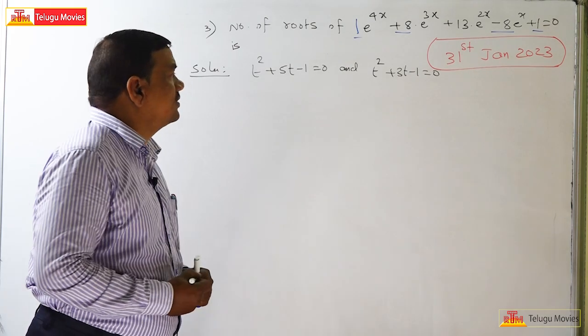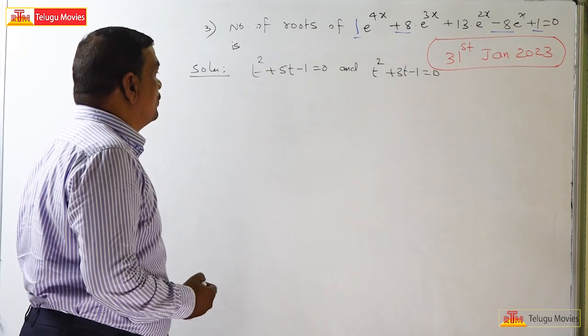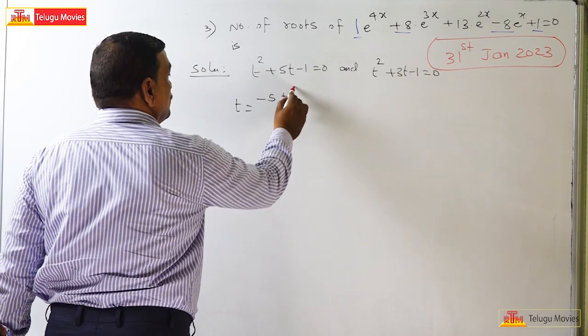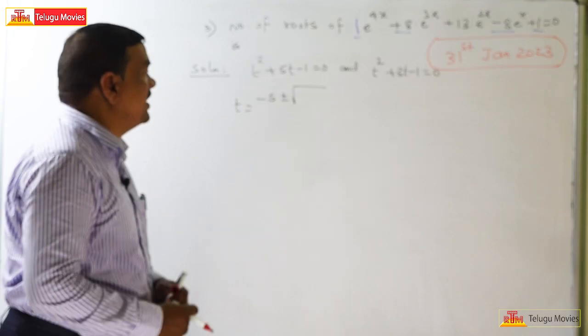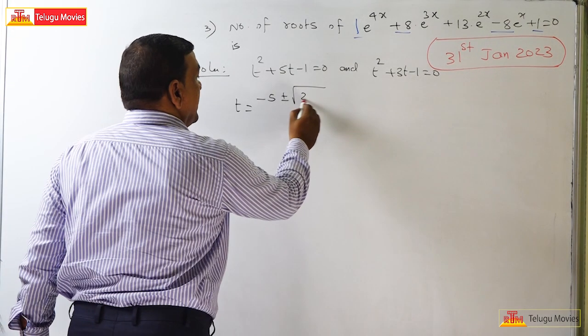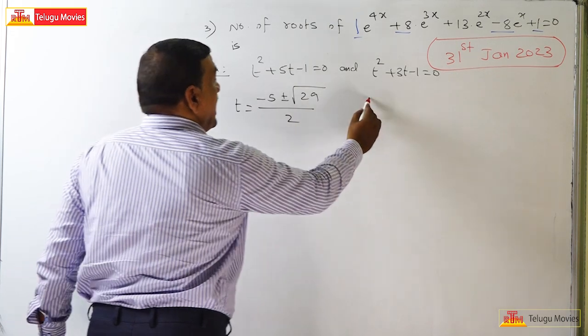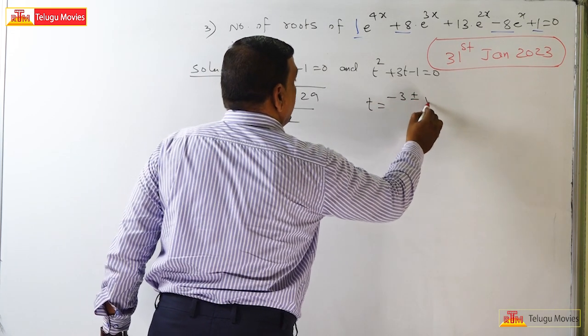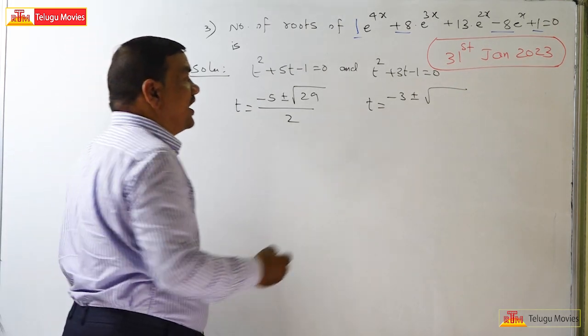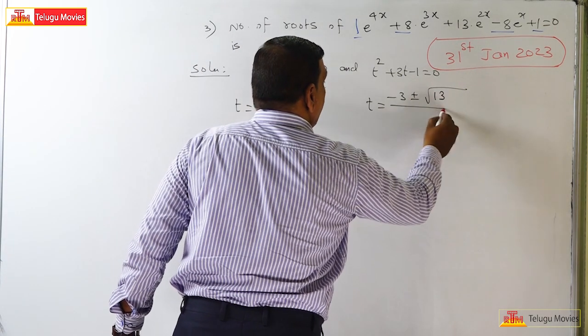So let us calculate this t value. Therefore, t is equal to minus b plus or minus root of b square minus 4ac by 2a. So here t is equal to minus 5 plus or minus root of 25 plus 4, 29, by 2, and here t is equal to minus 3 plus or minus root of 9 plus 4, 13, by 2.